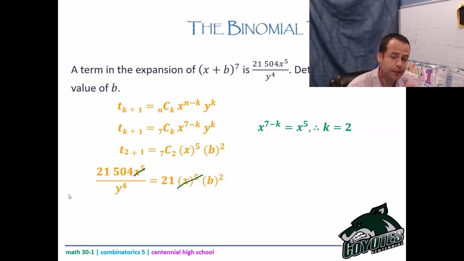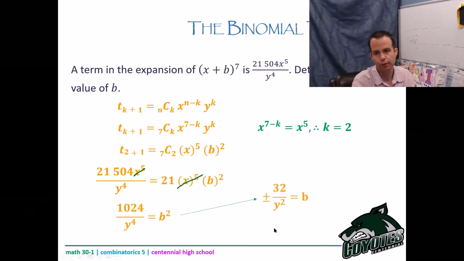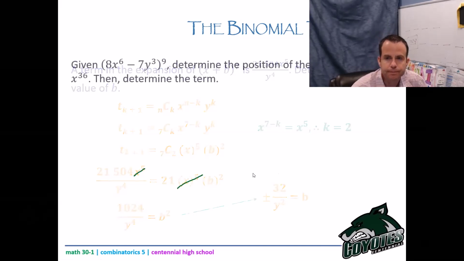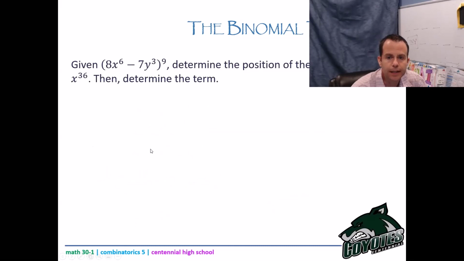When I divide both sides by 21, I end up with 1,024 all over y to the 4, and that gives me b squared by itself. To get b, I just have to square root both sides. Just a reminder though, when you square root both sides, that could be plus or minus. So my answer ends up being plus or minus 32 over y squared equals b. All right, I'll take that ink off for you.